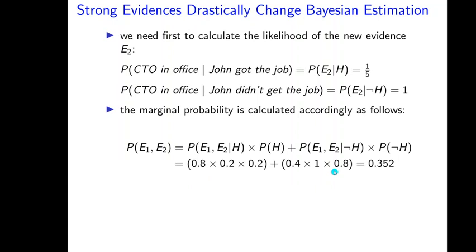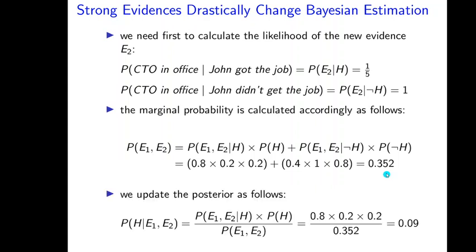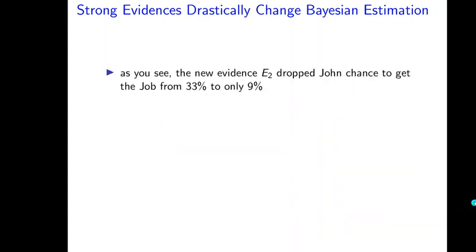If we calculate this value, we get the marginal likelihood equals 0.352. And if we update our posterior accordingly, we will have the probability that John got the job given both evidences E1 and E2 equal 0.09. So as we see here, the new evidence E2 dropped John's chances to get the job from 33% after the first evidence to only 9% after the second evidence.